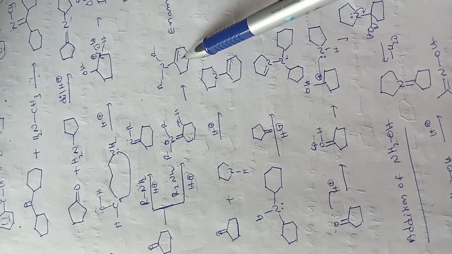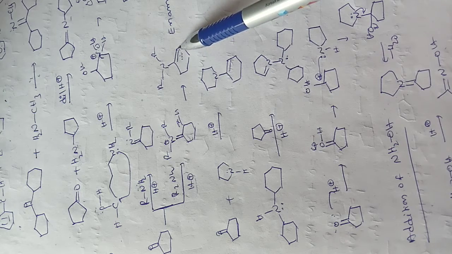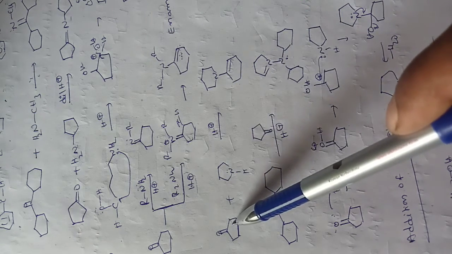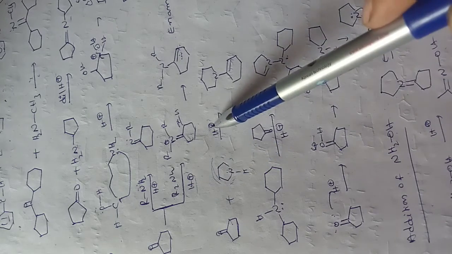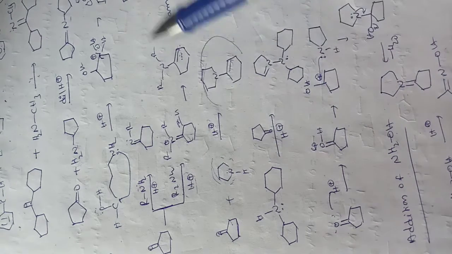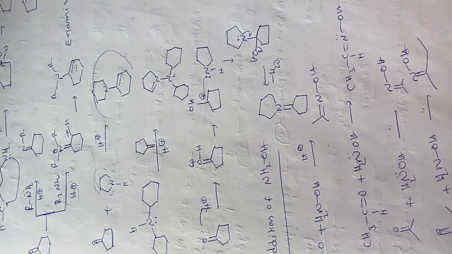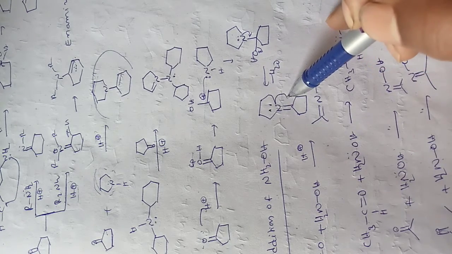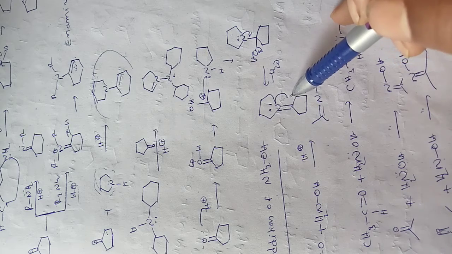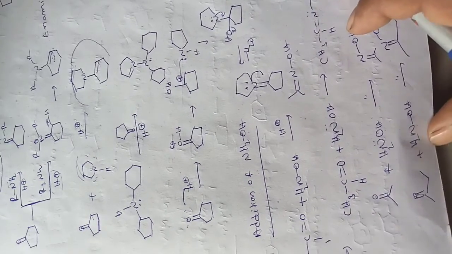So the enamine is a very important reagent for direct C-C bond formation. For example, cyclohexanone reacting with pyrrolidine in an acidic medium will form a compound like this. You can also see the mechanism here, and how this enamine can form. So this is a very good example.